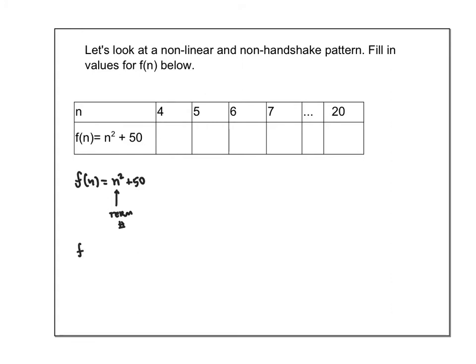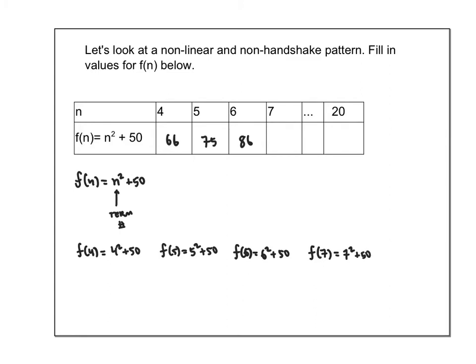So f of 4 would equal 4 squared plus 50. Well, that's 16 plus 50. That's 66. Okay, f of 5, that's going to be 5 squared plus 50. Well, that's 25 plus 50, that's 75. F of 6 is 6 squared plus 50. It's 36 plus 50, that's 86. F of 7 is 7 squared plus 50. Well, that's going to be 49 plus 50, that's 99.